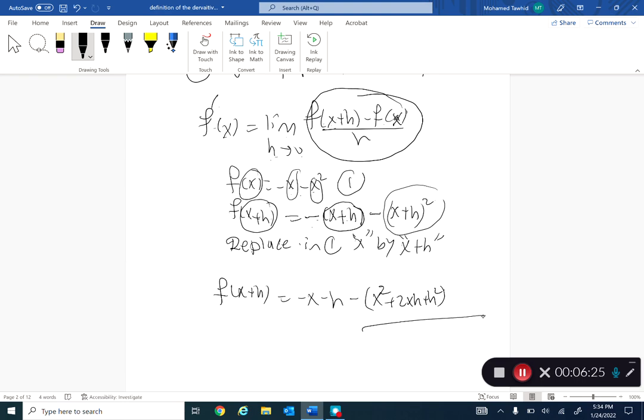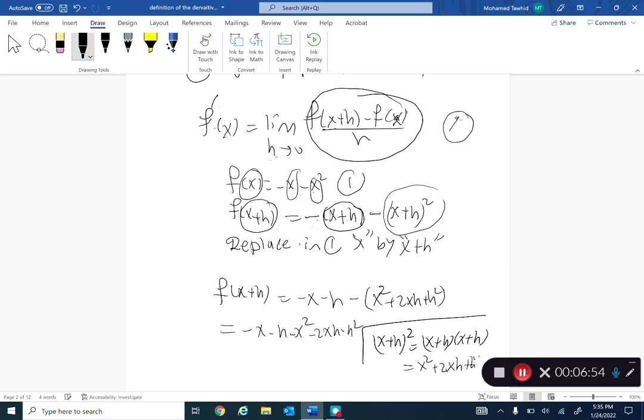So that comes from here, x plus h squared. It will be x plus h multiplied by x plus h, and then expand the two brackets. It will be x squared plus 2xh plus h squared. That's what you have there. If I simplify, you have negative x minus x squared minus 2xh minus h squared. I'm just expanding.